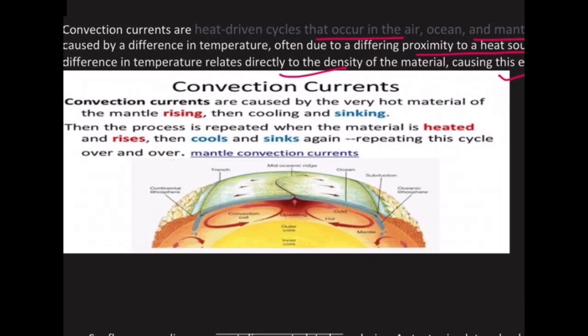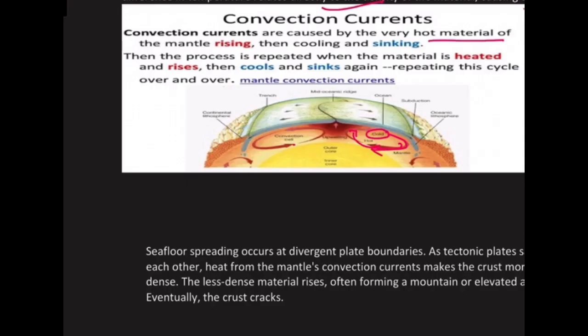Now further, convection currents are caused by very hot material of the mantle rising upward. Now the process is repeated when the material is heated and rises, then cools and sinks again, repeating this cycle over and over, which is termed as mantle convection current.